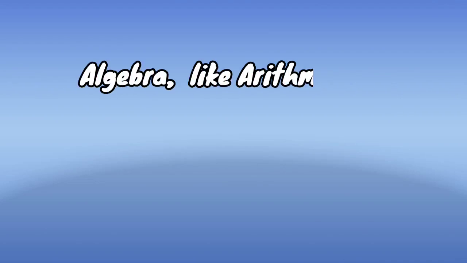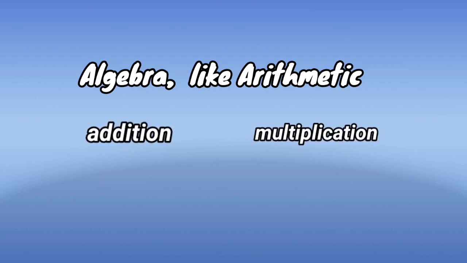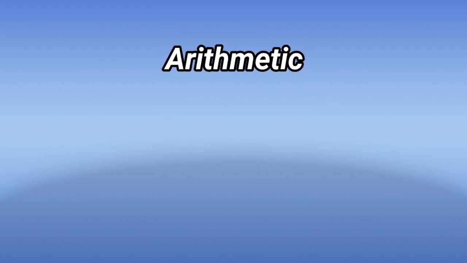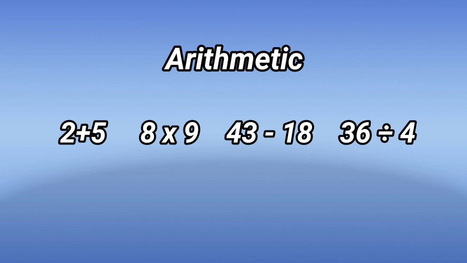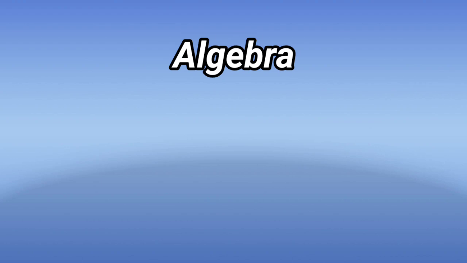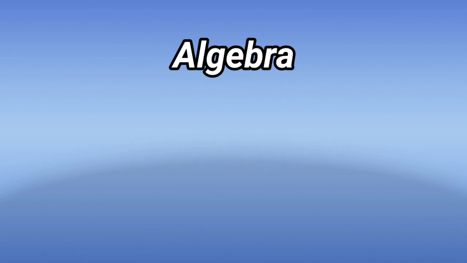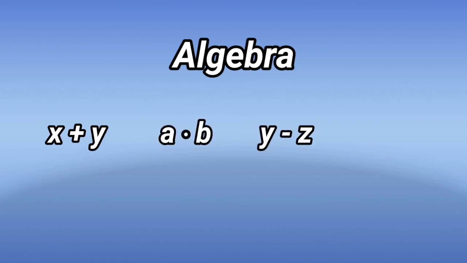Algebra, like arithmetic, involves numbers on which are performed operations such as addition, multiplication, subtraction, and division. While arithmetic is concerned with operations on specific numbers such as 2 plus 5, 8 times 9, 43 minus 18, 36 divided by 4, in algebra we deal with operations on unspecified or unknown numbers that are designated by symbols or letters such as x, y, z, a, b, and c. Thus in algebra we consider x plus y, a times b, y minus z, b divided by c.